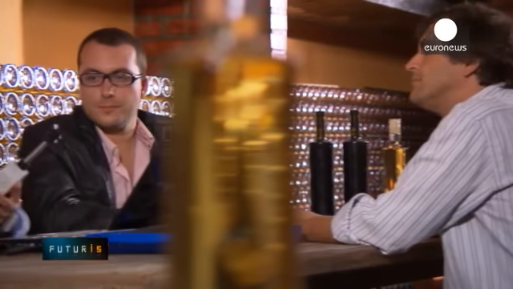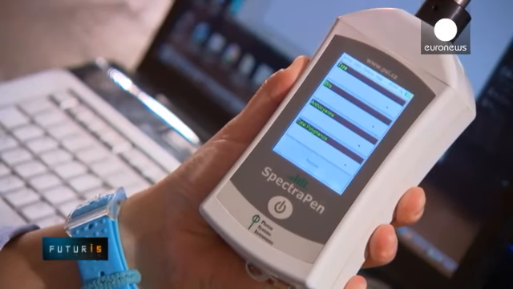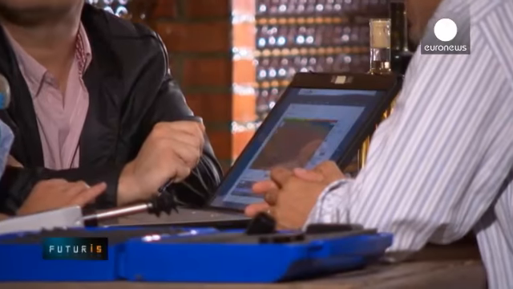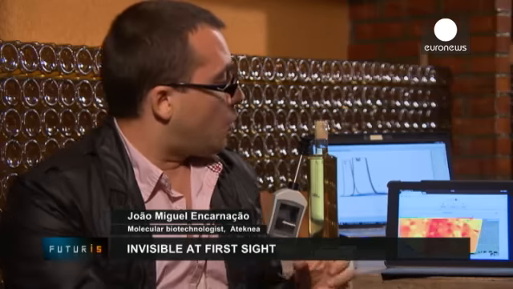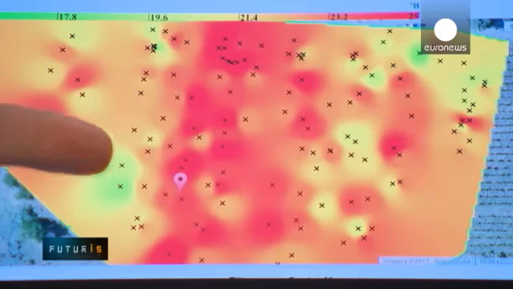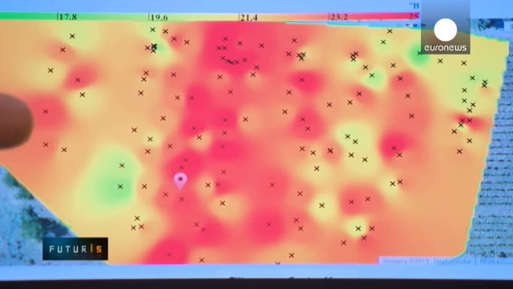The device works by measuring the natural response of grapes and their molecules to light. Data provided by the pen is then uploaded into computers, linked to mathematical models, and finally translated into maps that can also be read on portable devices. So this is a map that shows the distribution of sugar in the grapes at one particular vineyard. The scale goes from green to red. Regions in green show low sugar content inside the grapes. Regions in red show the areas where grapes have the highest concentration of sugar.